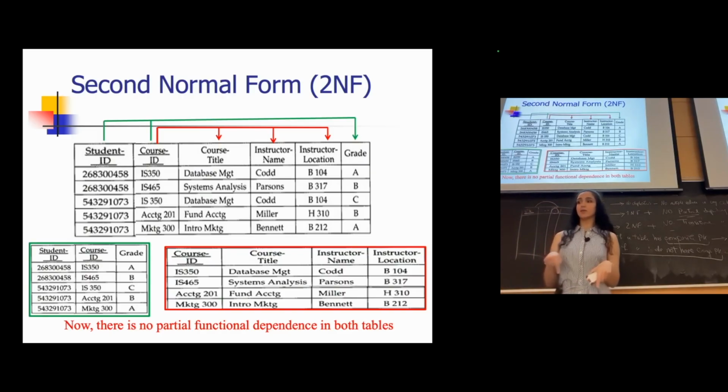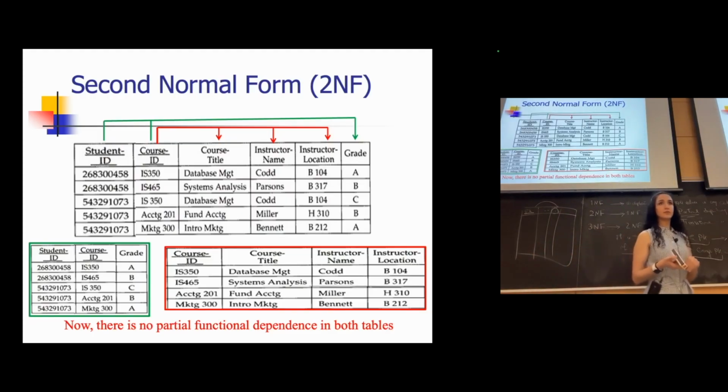Now look at the table on the bottom left. A student ID, course ID, grade. Is this table in 2NF? Yes. Okay. It's also in 3NF, but we didn't discuss it yet, so keep it here for now. What about the table on the bottom right, the red one? Which normal form is it? Is it in first normal form? Yes. Why?